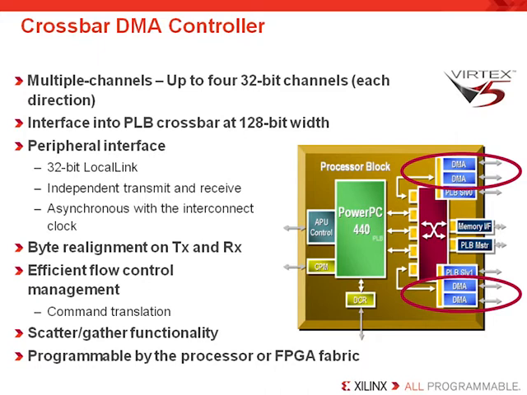The PowerPC 440 processor also has 4 direct memory access or DMA ports. These are commonly used to connect to the tri-mode Ethernet MACs included in your FPGA. Each offers a 32-bit channel for each direction and interface to the Crossbar at 128 bits. They can also operate asynchronously with the interconnect clock. They also offer a byte realignment on the TX and RX. They offer an efficient flow control management, and they're also programmable by the processor or the FPGA fabric.